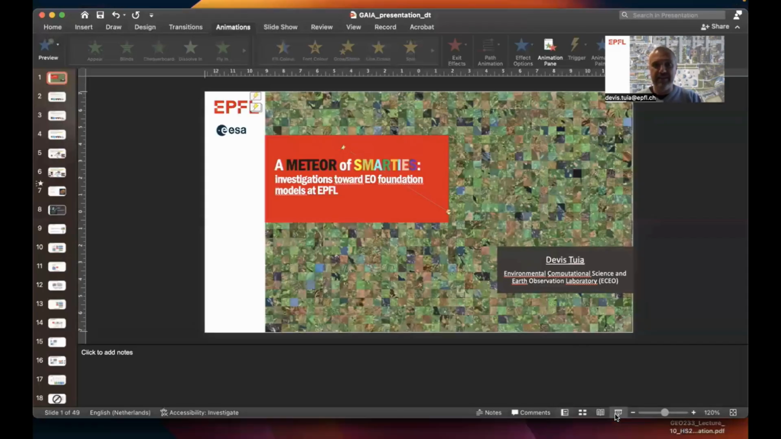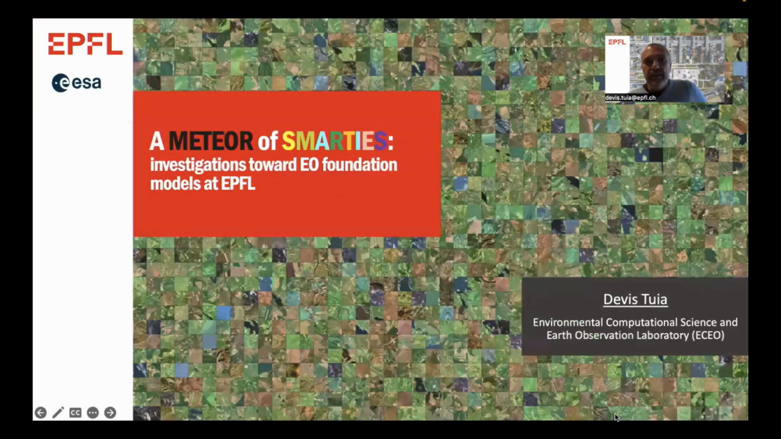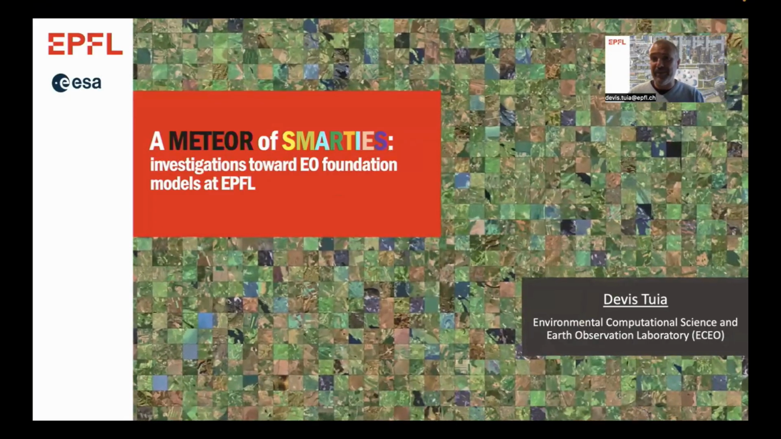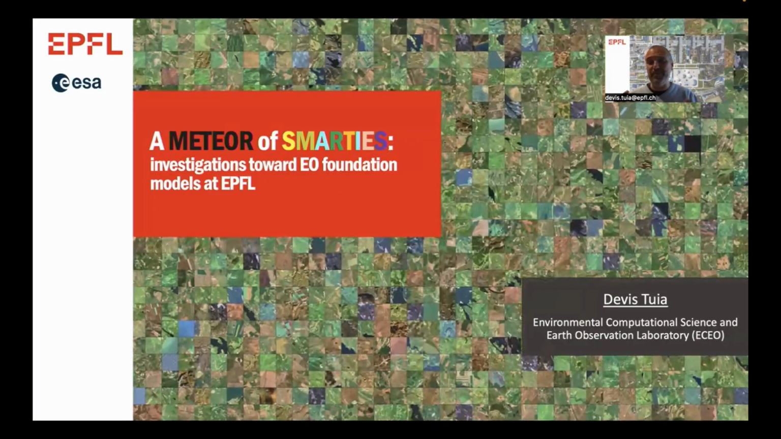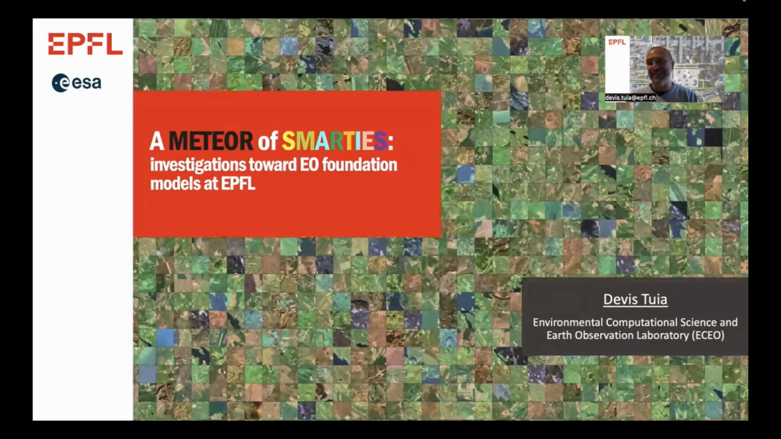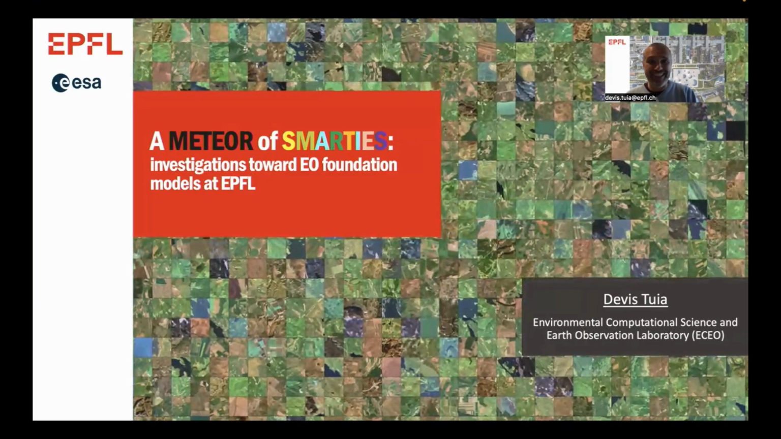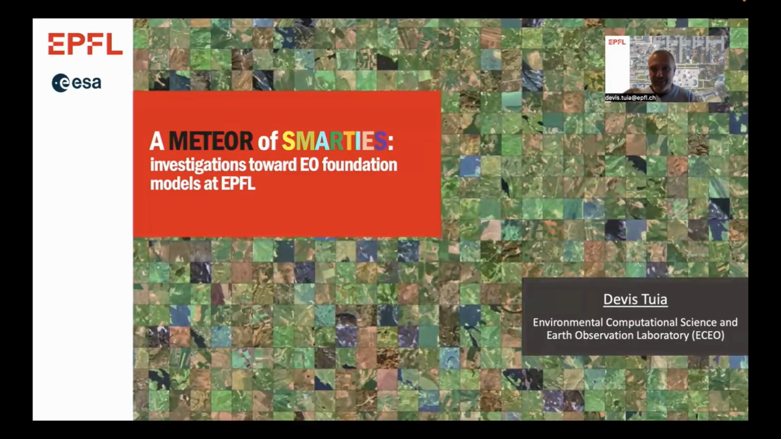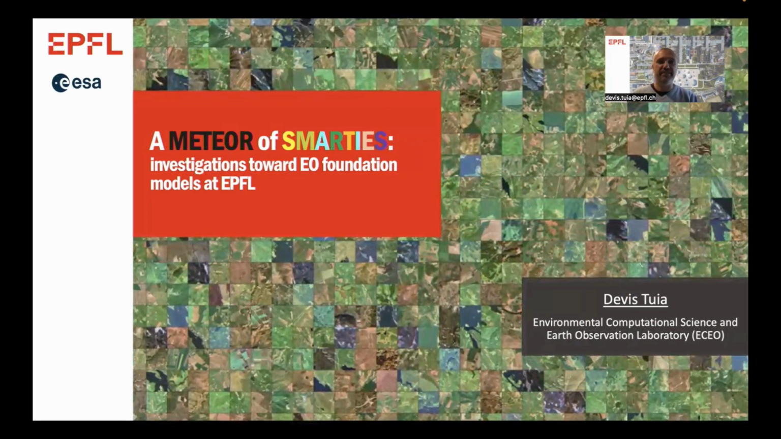Here we are, and let's go. So the talk is named A Matter of Smarties because we're going to talk about two papers, two models. One is called Meteor, the other is Smarties. I thought it was funny, but in the end, it's a kind of a gentle walk in our first investigation towards foundation models for EO in my lab at EPFL. I hope you enjoy the ride. Let's go.